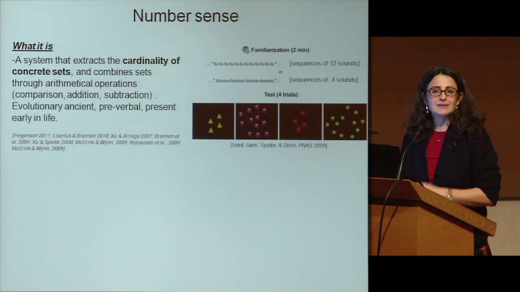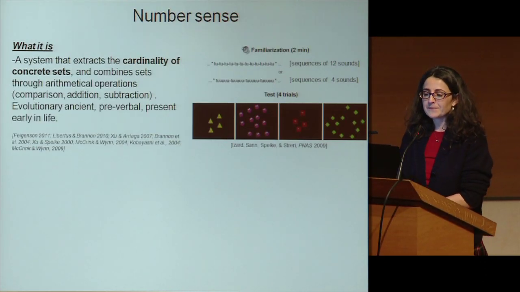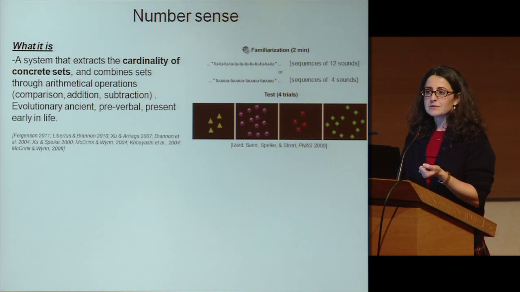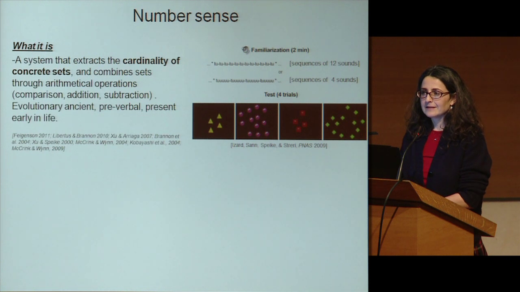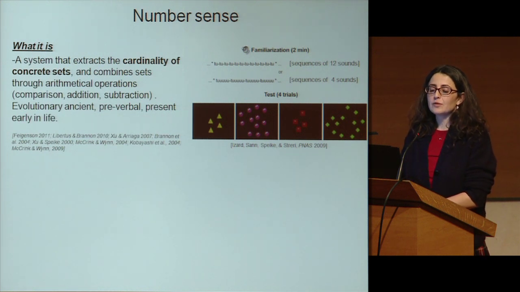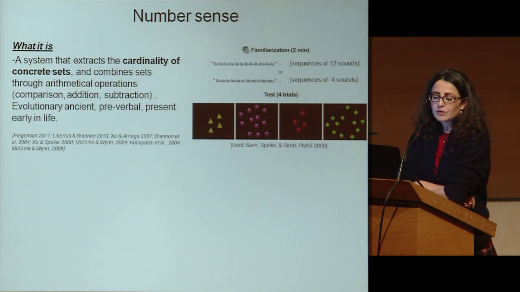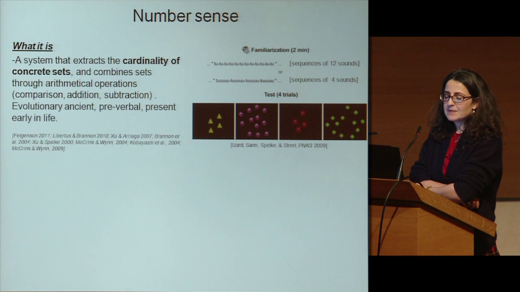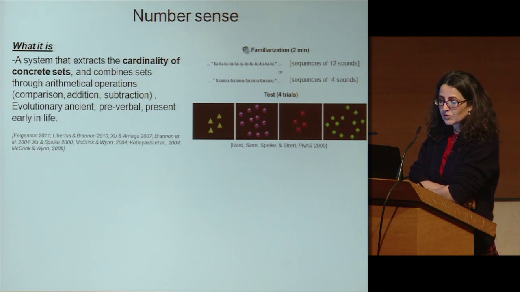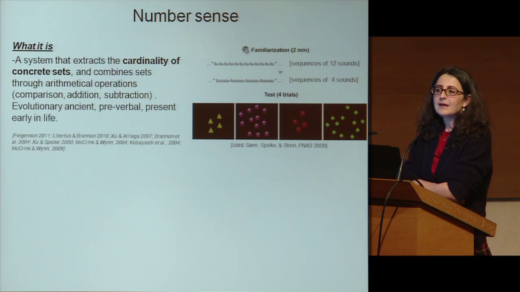So let me go very quickly through all this because you all know about that, but I just need to set the basics of what I'm talking about. So number sense is a system that extracts the cardinality. We've been listening about this system all day. It allows us to extract the cardinality of concrete sets and also to mentally combine cardinalities through operations of comparison, addition, and subtraction. This system is evolutionarily ancient, of course pre-verbal, and present very, very early in life.